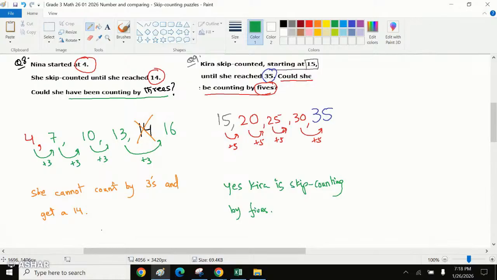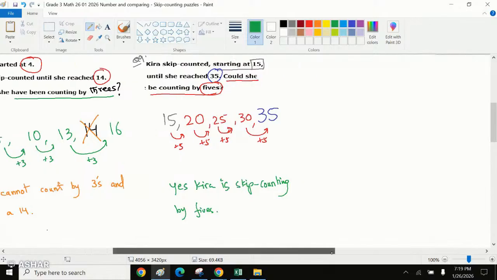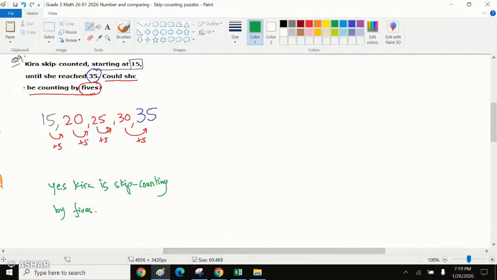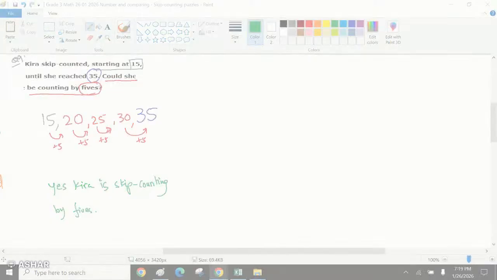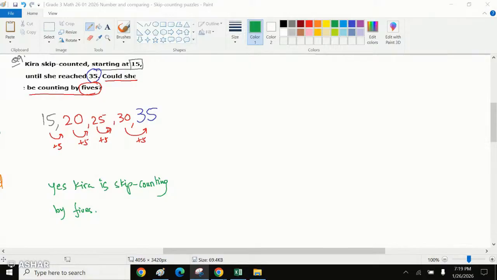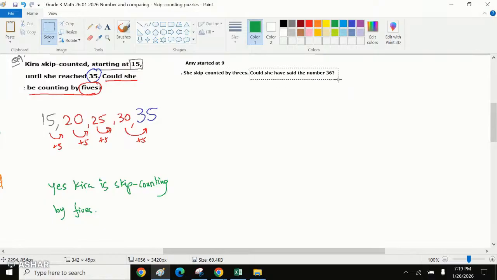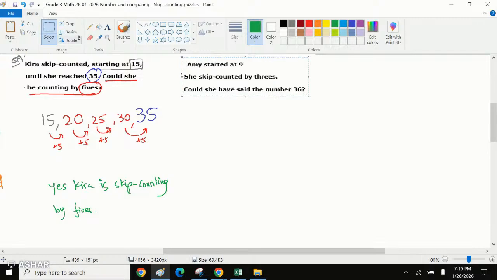Okay, so let's look at the next question. Amy begins at 9 and she skip counts by 3. Could she have said the number 36? The next question we have is this. I'll just realign this. If this is the question given, I'll make a copy so that we do another question out of it. Question number 10.